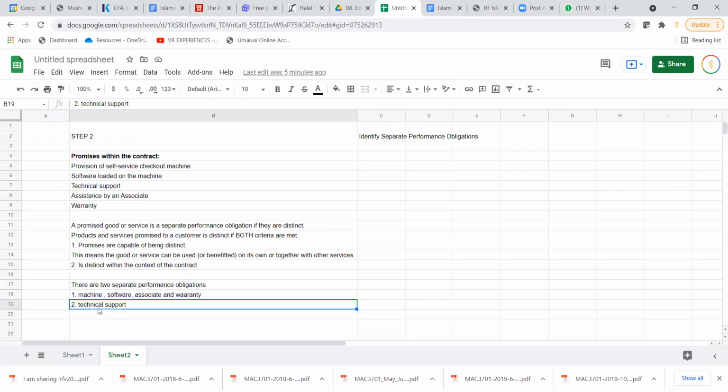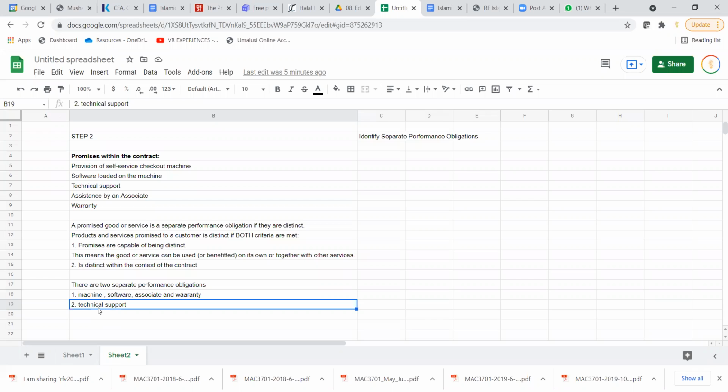What makes it capable of being distinct? You can benefit from it on its own. How can you benefit from it on its own? It's because you can sell it separately. Gibela sells it separately. You don't need to take the whole contract. You can just hire the technical support. And then it is distinct within the context of the contract.